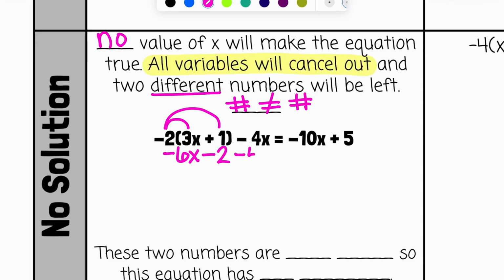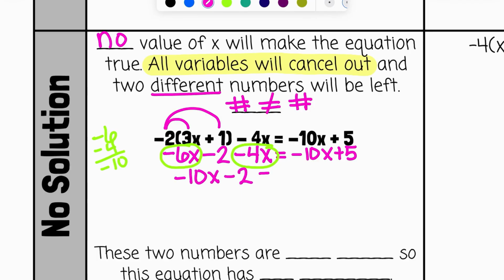Now, I don't multiply the 4x by negative 2. I just write it down. And then nothing needs to happen on this side of the equation, so I just copy it down as well. All right, if you look at this, we've got 3 terms on the left and 2 on the right. So on the left side, something's got to combine. We've got negative 6x minus 4x. Well, negative 6 minus 4 is negative 10. So when I put those together, I now have negative 10x minus 2 equals negative 10x plus 5.